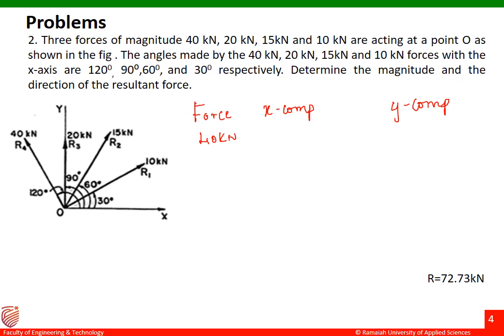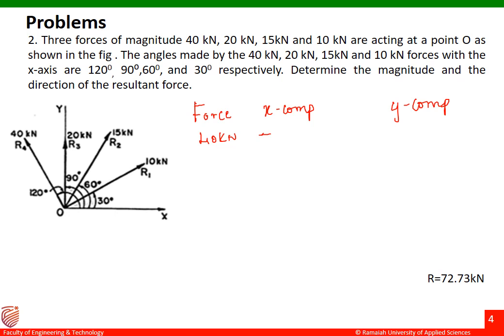You can see there 40 kilonewton is acting at an angle of 120 degrees with respect to horizontal there. And then you can see there R4, that is 40, is acting in second quadrant. My x component will be negative and y component will be positive there. That is 40 cos 120, or else you can take it as sine 30. So it depends on your convenience what angle you are going to take over there.